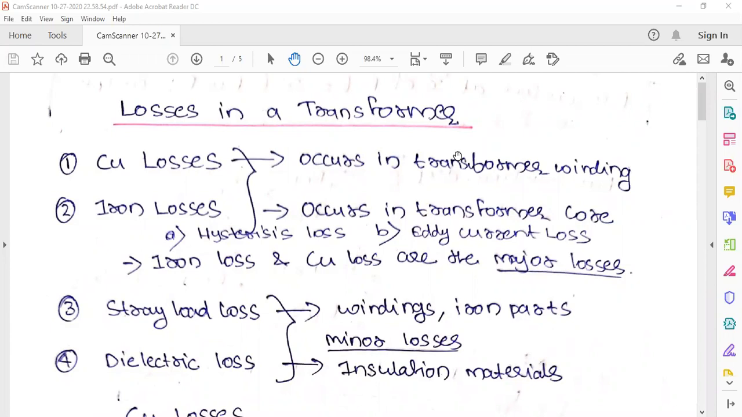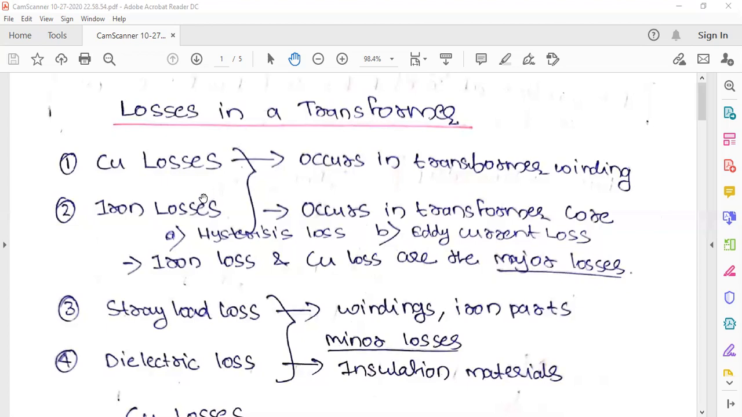Now, today in this lecture, we will be looking at the losses occurring in a transformer. The major losses occurring in a transformer under loaded condition are copper loss, iron loss, stray load loss, and dielectric loss. These are the losses which you have learned in your previous classes of DC machines. The losses are the same here, but the principle of operation of the transformer is different from that of a DC machine, so the occurrence of losses will also have some differences.